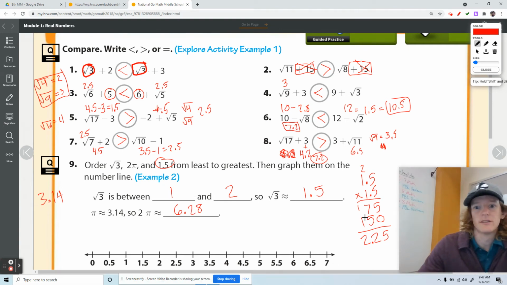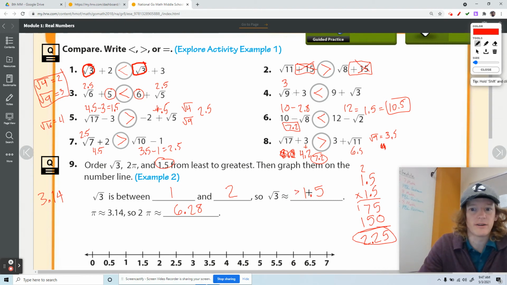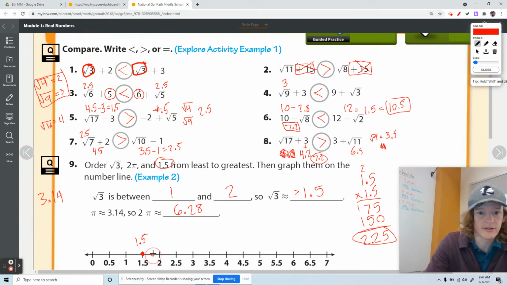So it's actually bigger than 1.5, because 1.5 times 1.5 didn't get us to 3. So it's going to be a little bit greater than 1.5. So let's start with 1.5 on our number line.